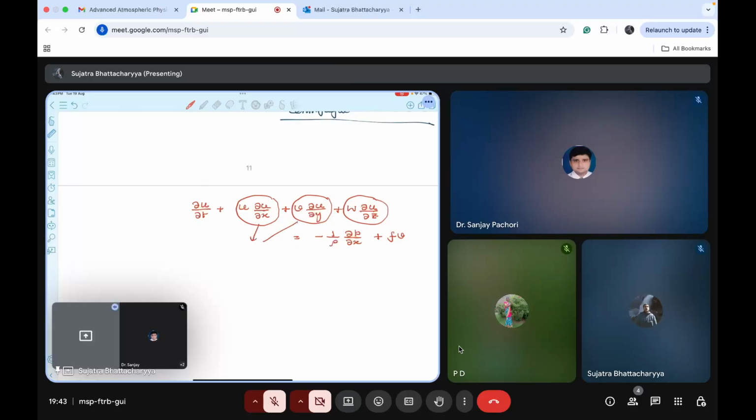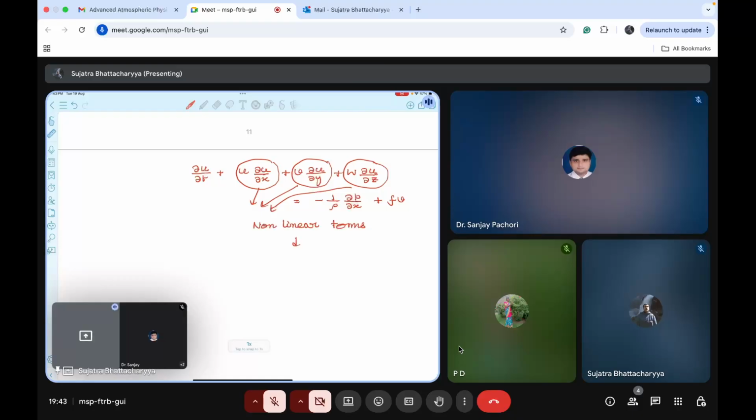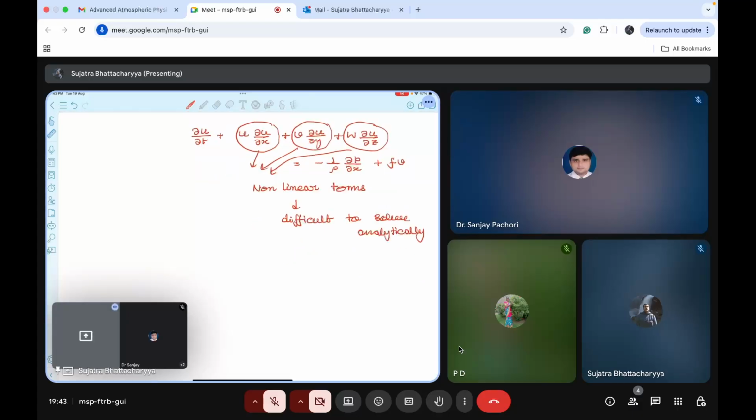v delta u delta y, w delta u delta z, u delta u delta x. These are all non-linear terms. Why non-linear terms? Because there is a product of the differentiation and the actual variable. So these are all non-linear terms. And non-linear terms are very difficult to solve analytically. But we need this equation to be solved to have an idea or to give the forecast of the weather, right? So how to solve it?